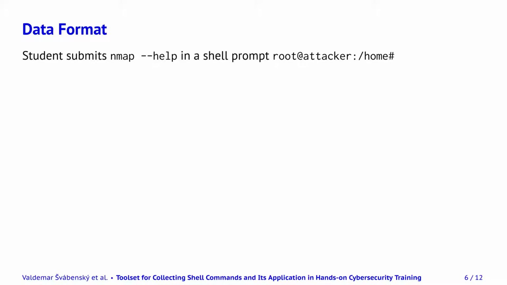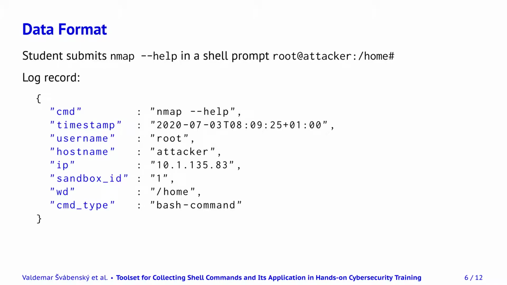For example, suppose that a student submits a command nmap with the help option. This is the corresponding log record stored in the JSON format. We collect the entire command, including all arguments. All inputs are timestamped and identify the host and sandbox in which the command was executed. We also collect metadata, such as the working directory and type of the command. Finally, to protect the student's privacy, no personally identifiable information is collected.